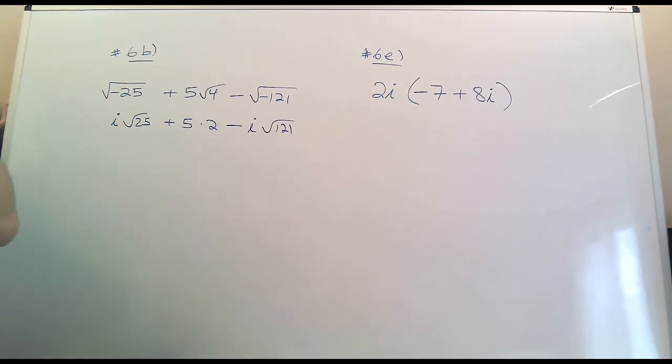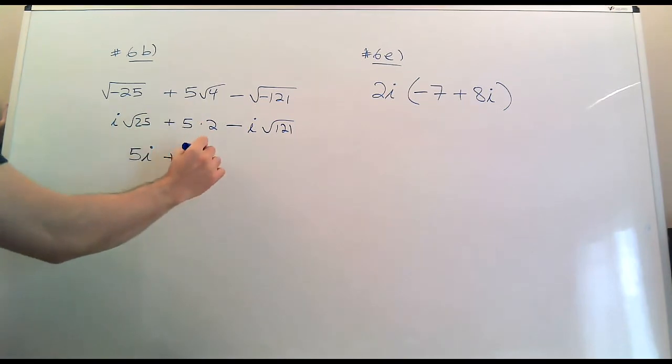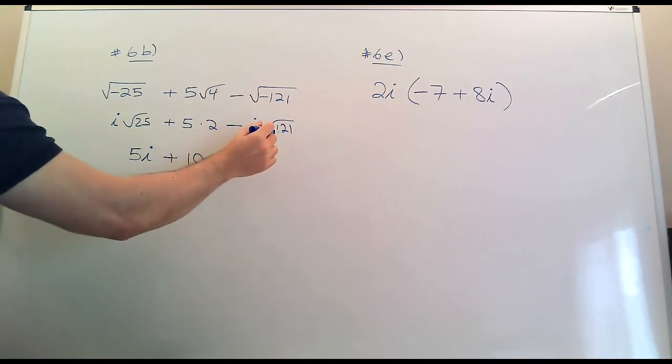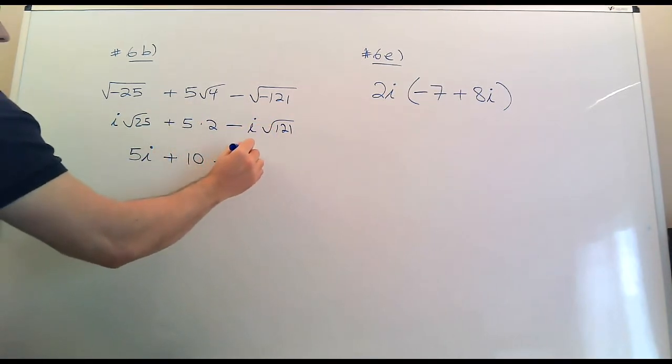First, you take the negative out. Then you break the square root down. So that comes out as 5 and hooks up with the i. 5 times 2 is 10. Radical 121 is 11. Hook it up with the i.